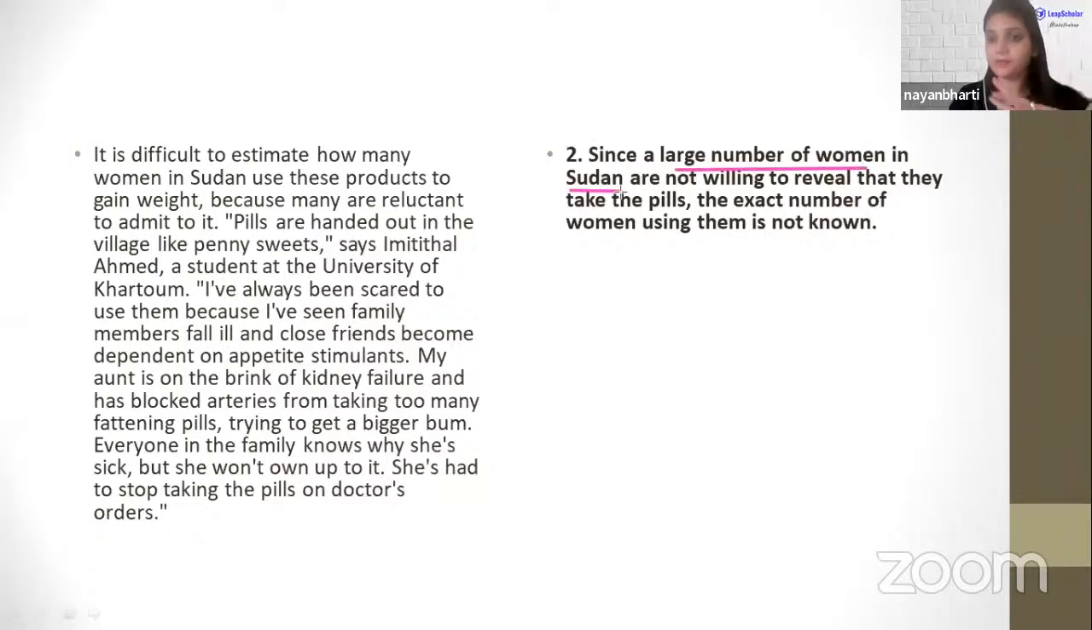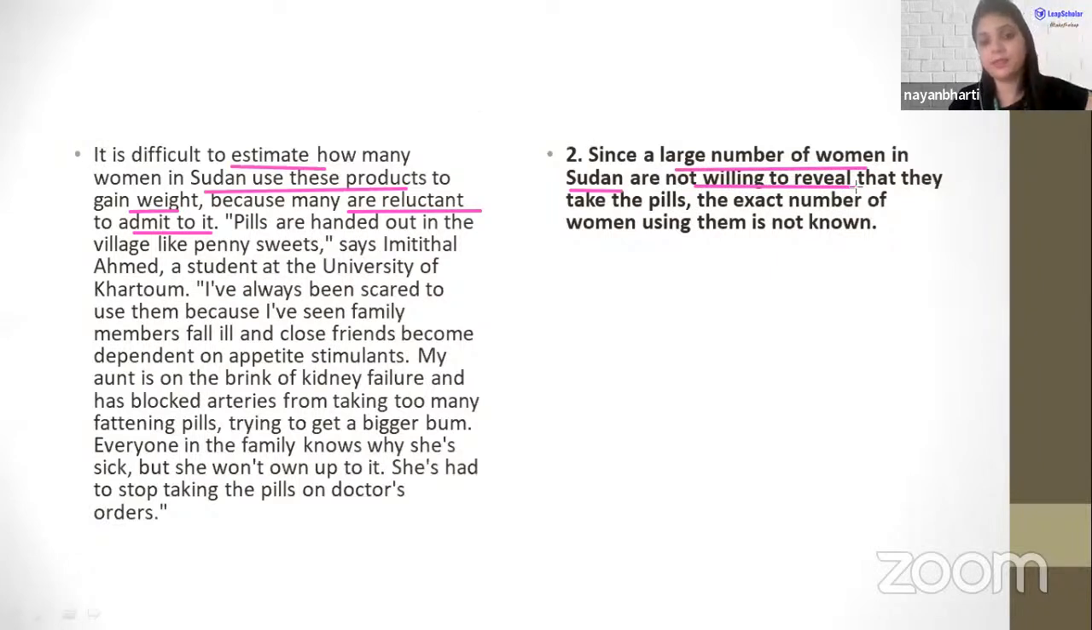So the proper nouns are good things to find the keyword, because they cannot be paraphrased. A name cannot be paraphrased, right? So what will be my answer for this? Sudan use these products. So it is difficult to estimate how many women in Sudan use these products to gain weight, because many are reluctant to admit it. Reluctant to admit it, the meaning of this is they are not willing to reveal, right? So this is the meaning. Understood? So what will be my answer for this?